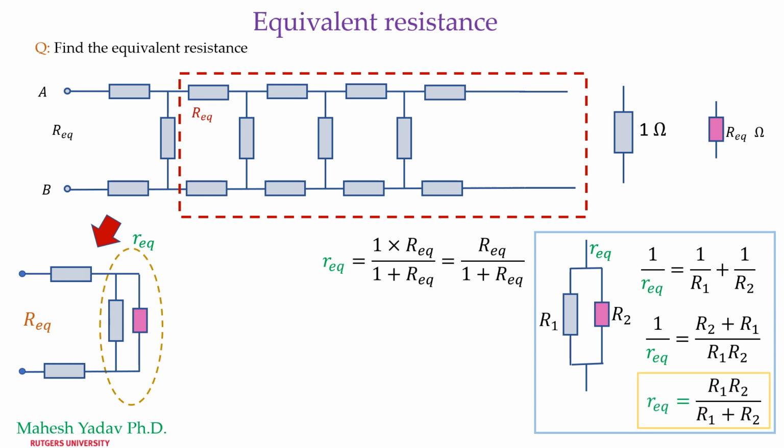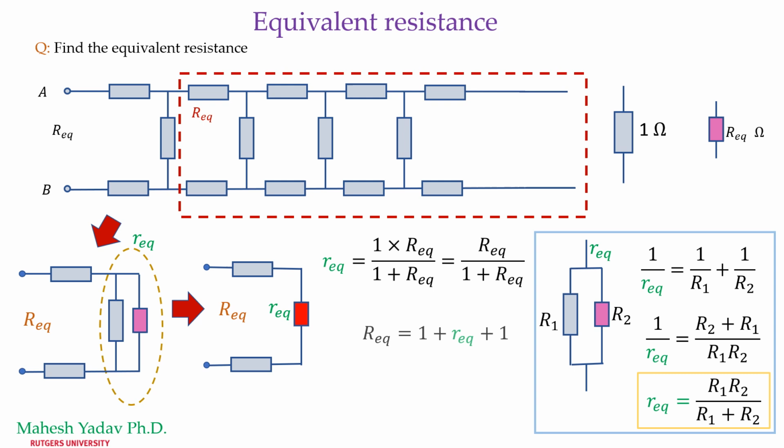Now the circuit becomes even simpler, as this. 3 resistances are in series and therefore it is a simple sum of the 3 resistances, and we write it as this. Let us solve in the next page.